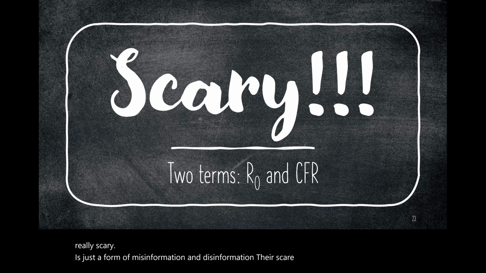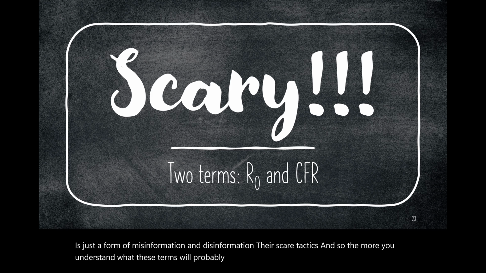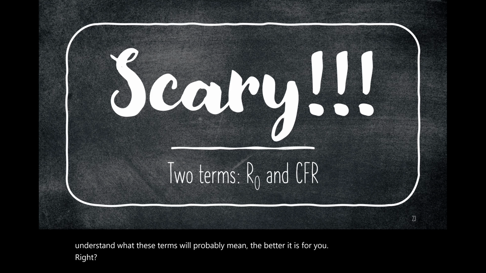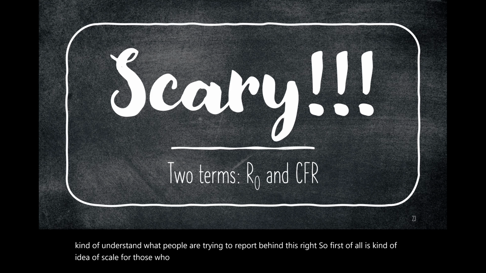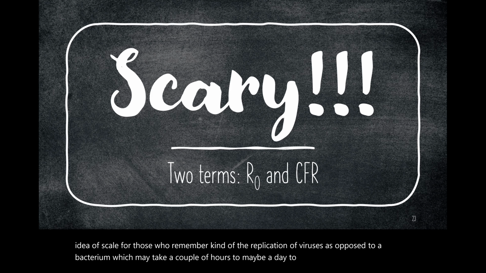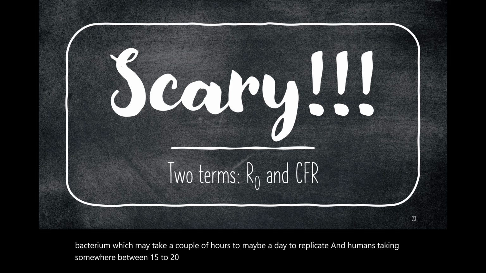The more you understand what these terms really mean, the better it is for you. So I'd like to give you an idea of how these numbers really work, so you can understand what people are trying to report behind this. First of all, let's get an idea of scale. Think about the replication of viruses, as opposed to a bacterium, which may take a couple of hours to maybe a day to replicate, and humans, taking somewhere between 15 to 20 years to make another copy of themselves. Viruses usually do so within 20 to 30 minutes.